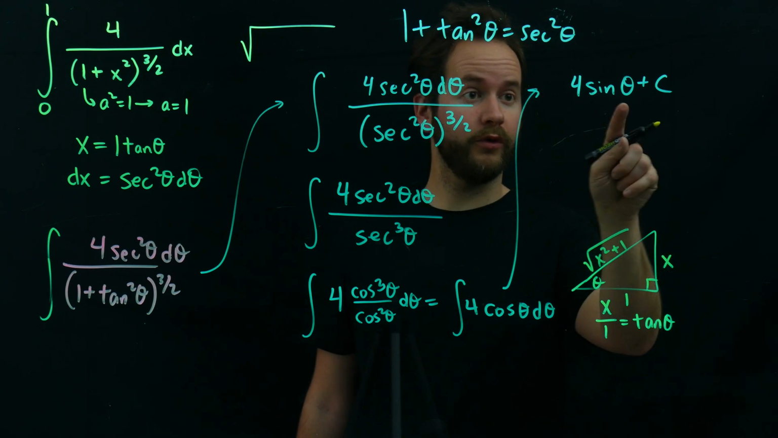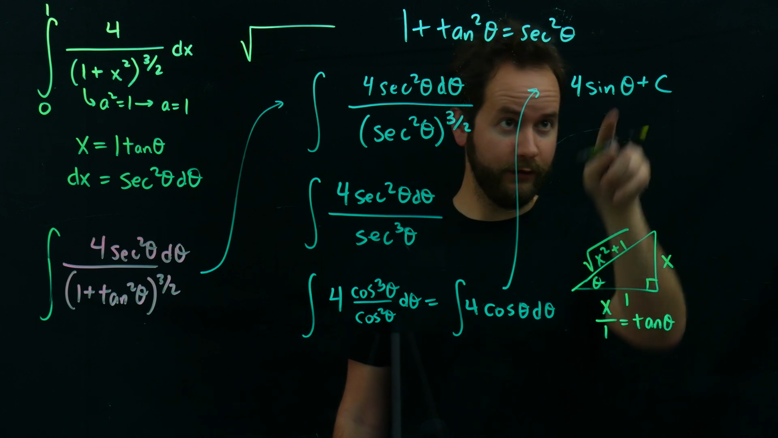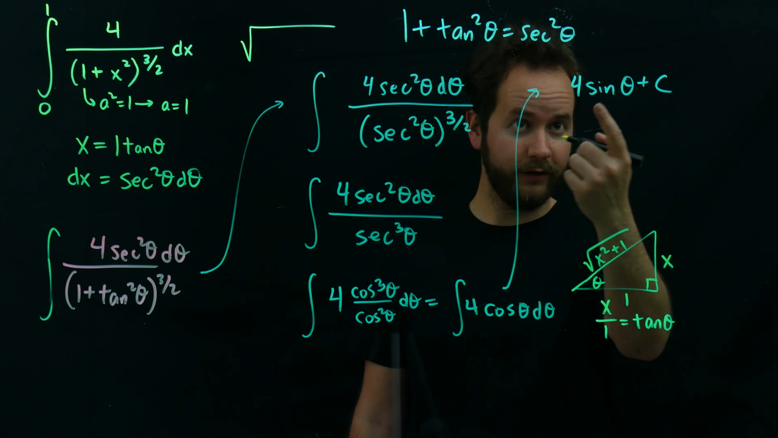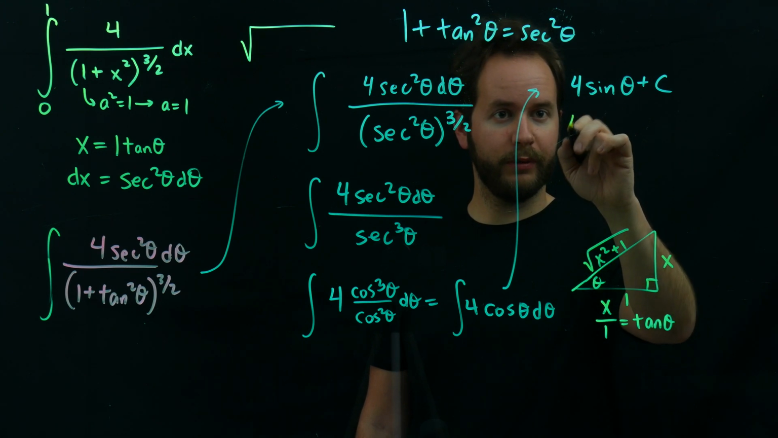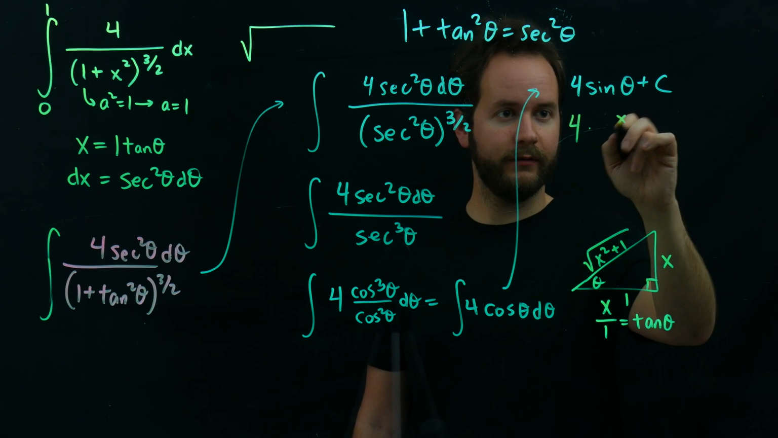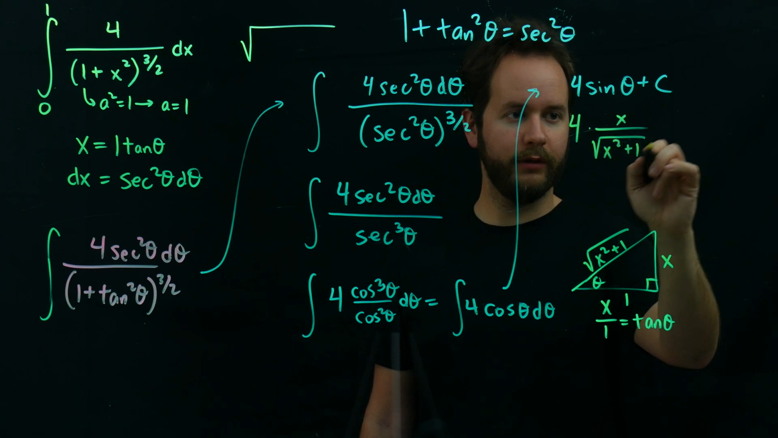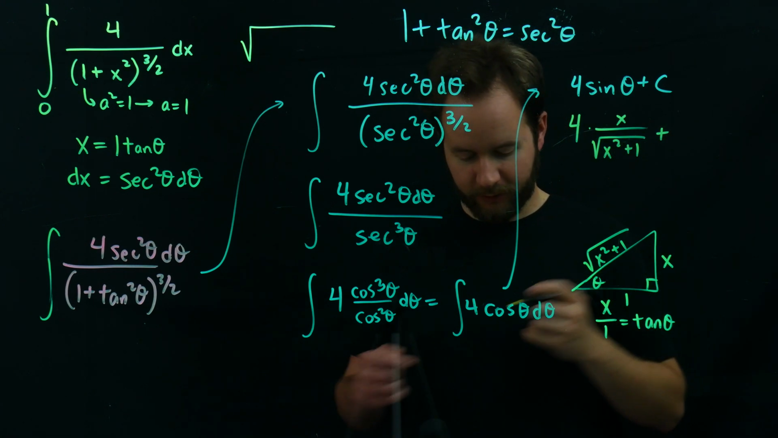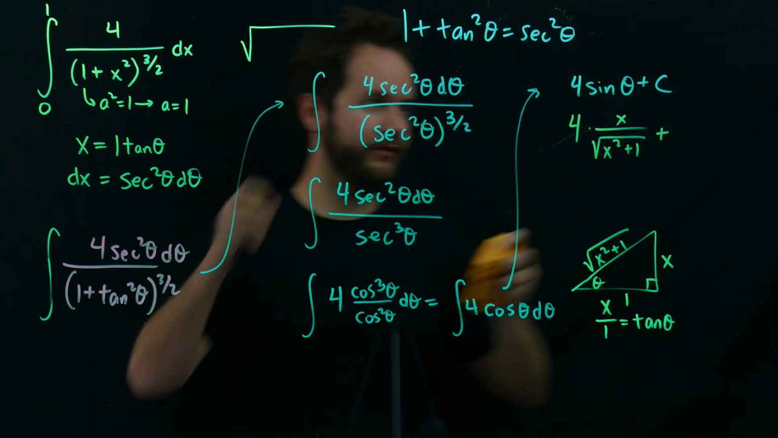Well, our answer is 4 sine theta. So using this right triangle, you can tell me what the solution is based on the angle theta and the sides of this right triangle. We say sine theta is opposite over hypotenuse, so we're going to replace sine theta by the opposite, which is x, over the hypotenuse, which is the square root of x squared plus 1. Don't forget plus c. Actually, there is no plus c because we had bounds in this integral. So, whoops, 0 to 1 are our bounds. No plus c is needed.